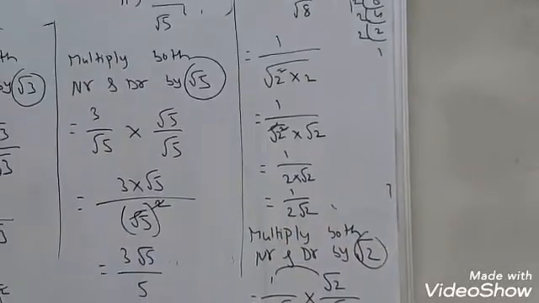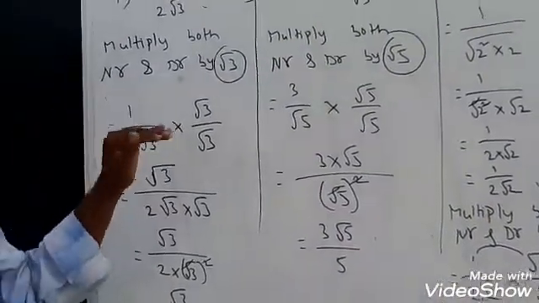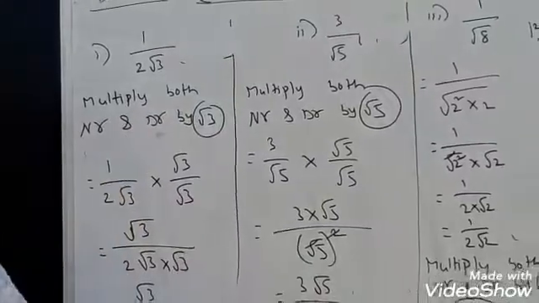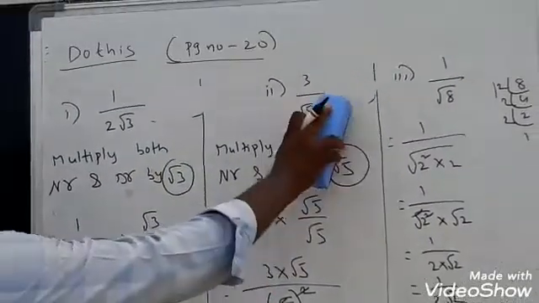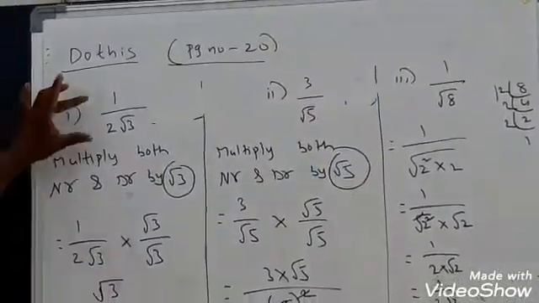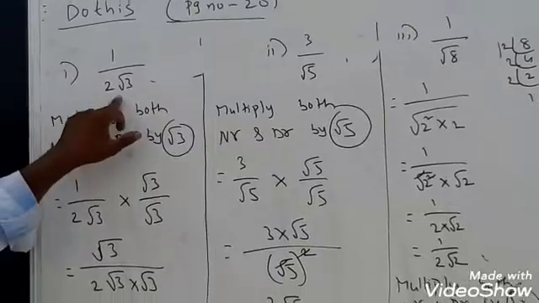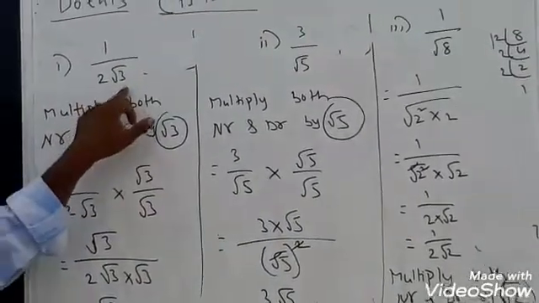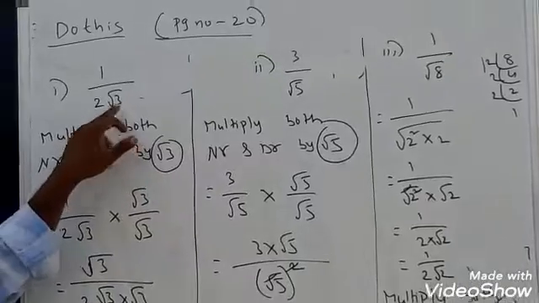So rationalizing means definitely you have to multiply both numerator and denominator. Both numerator and denominator you have to multiply. First problem, here the denominator is root 3. Root 3 means the rationalizing factor is root 3 because 3 is in simplest form. 3 is a prime number, root 3.